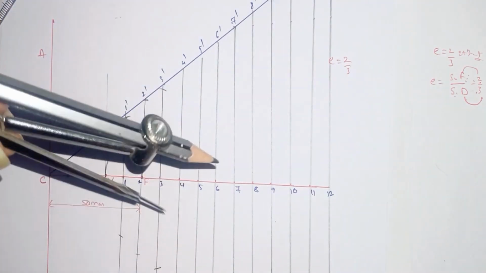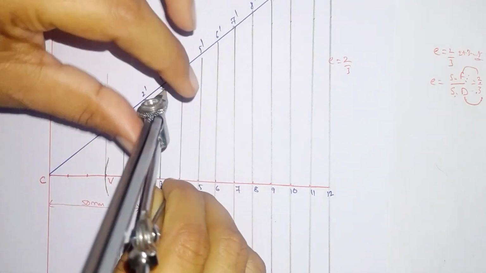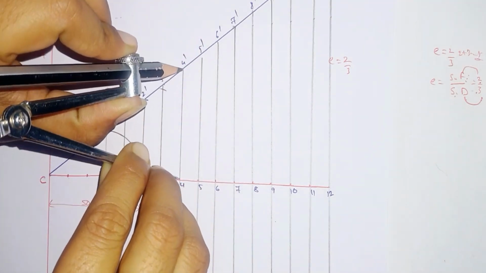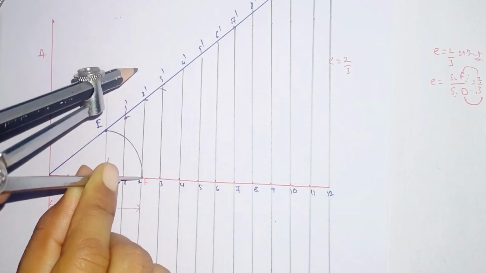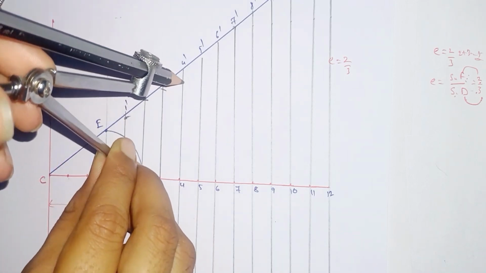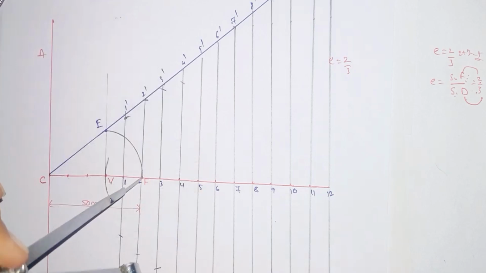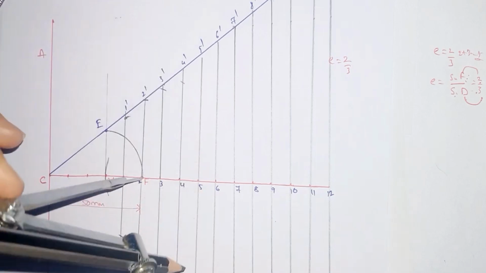downside. Similarly, take 4, 4 prime as a radius, F is a fixed point. Cut the arc on the fourth point, upside, downside.